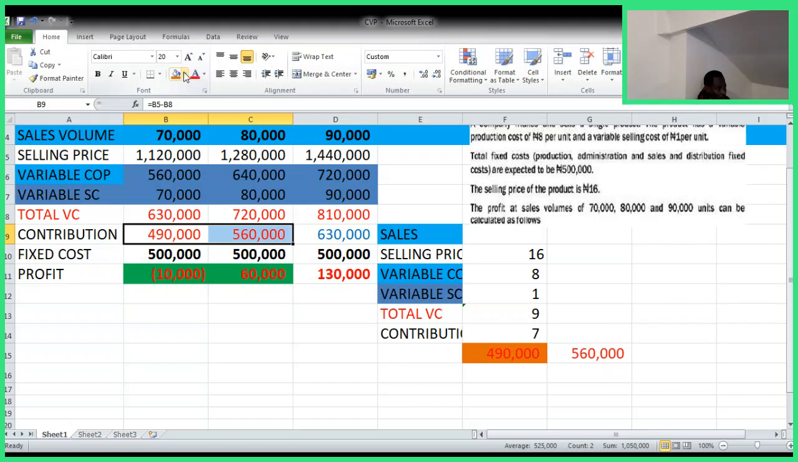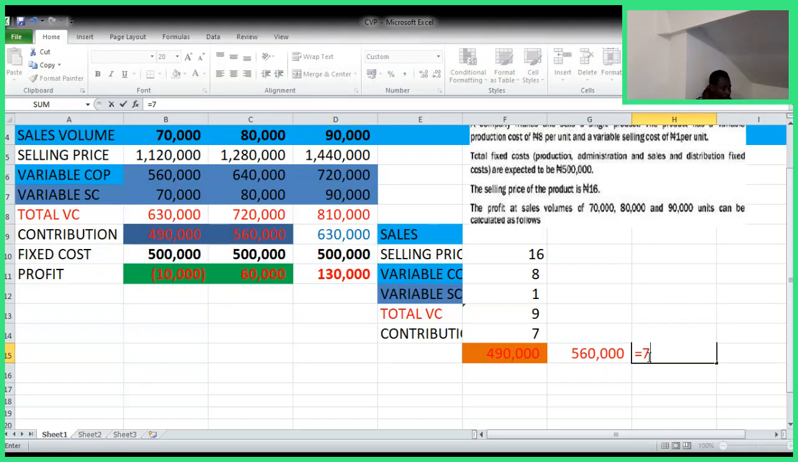We have 560 here. So let us do the last one, or should I give that one as an assignment for us? So quickly convert. We want to check whether we are correct with our unit contribution. 7 naira, 7 pounds multiplied by 90,000 capacity. What do we have? 630, and we have 630 here too.